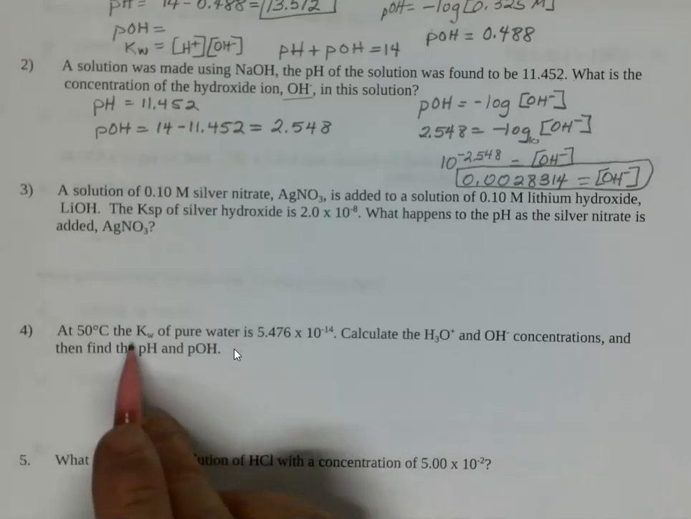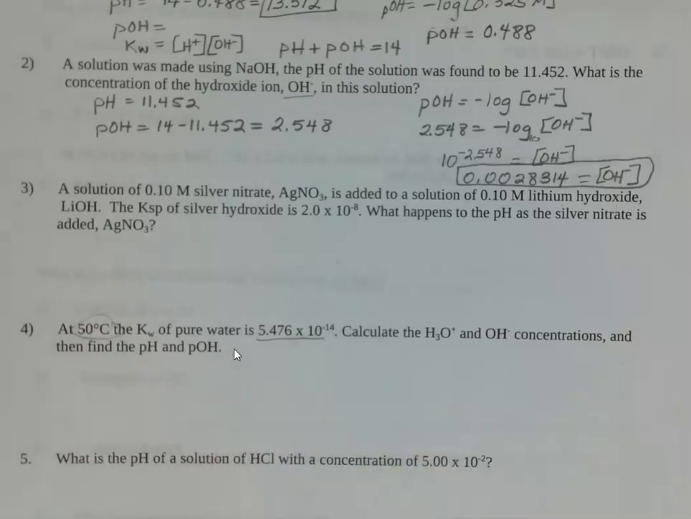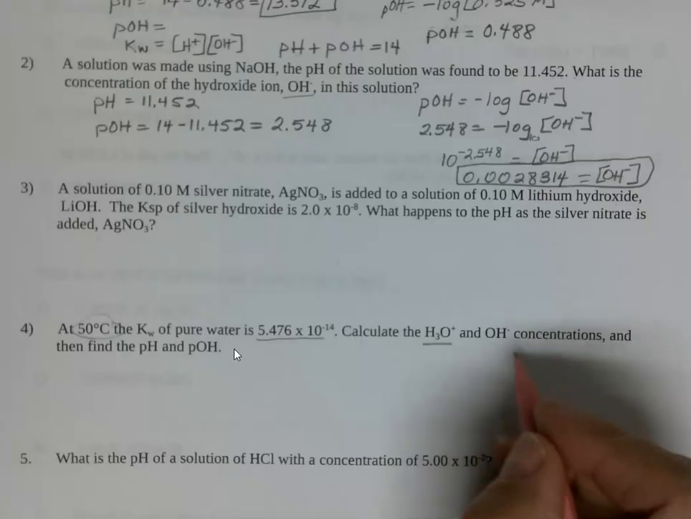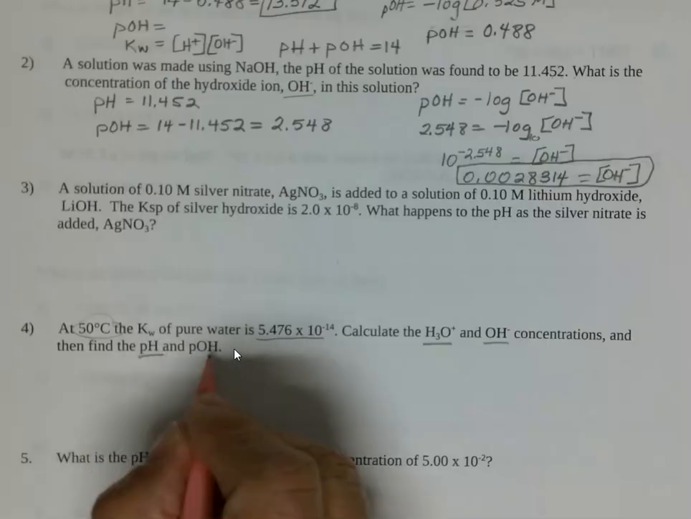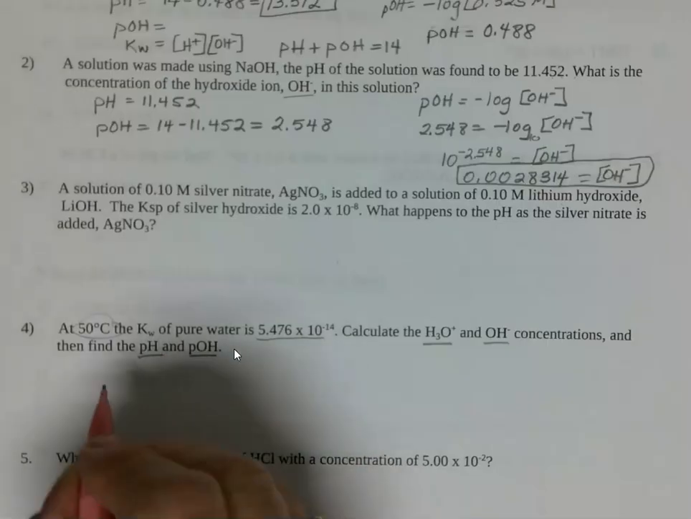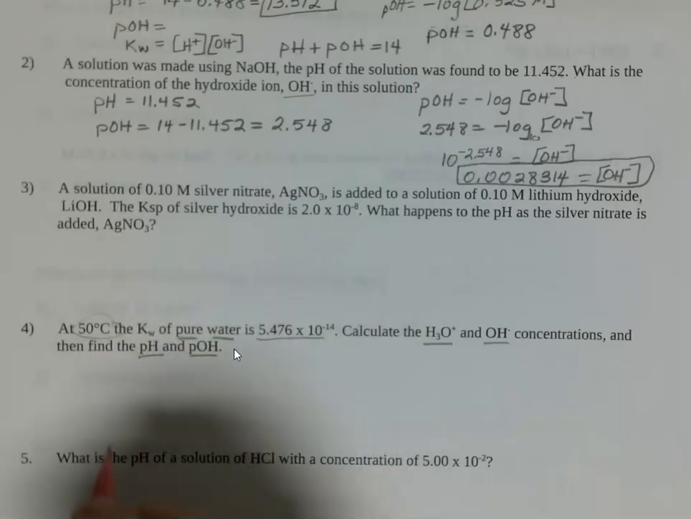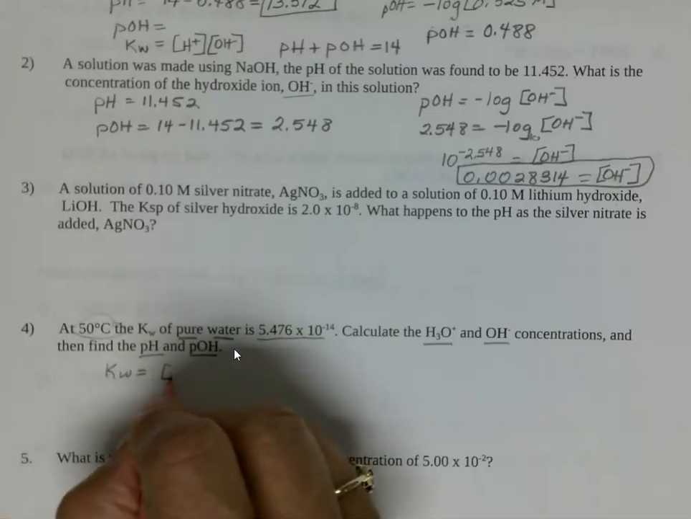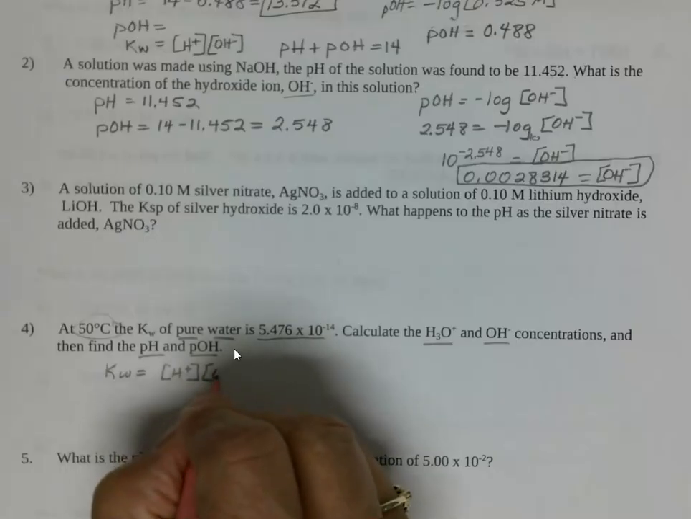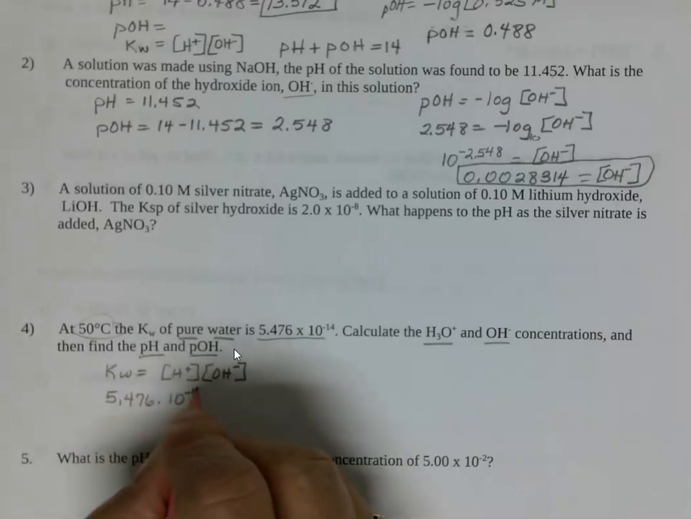Okay, here we go. It says at 50 degrees, so I've changed the temperature. Here's my new Kw value. We're going to calculate the hydronium ion concentration and the hydroxide ion concentration, and then also find pH and pOH. So again, remember that it's pure water, that's a key. So remember that we have that our Kw is the two concentrations multiplied together. And so in this case, it is 5.476 times 10 to the negative 14.